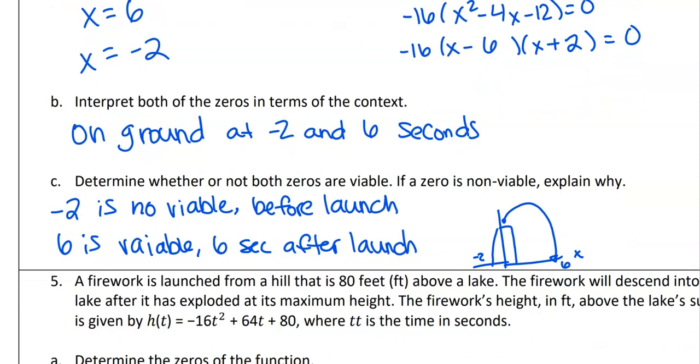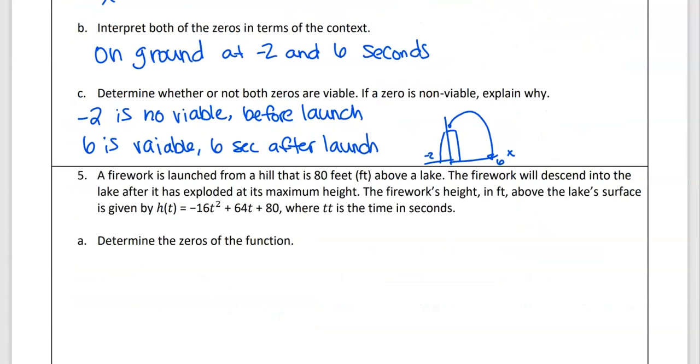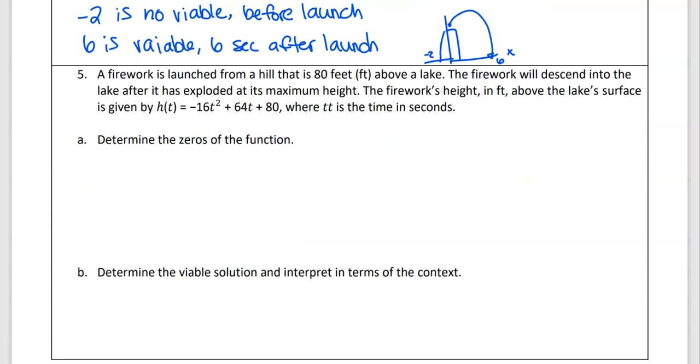You ready to try one? It's happening. Here we go. Number 5 is all yours. A firework is launched from a hill that is 80 feet above a lake. The firework will descend into the lake after it has exploded at its maximum height. The firework's height in feet above the lake surface is given by h of t equals negative 16t squared plus 64t plus 80, where t is the time in seconds. You and your partner are going to determine the zeros of the function and let me know if one, both, or none of them are viable in this situation.